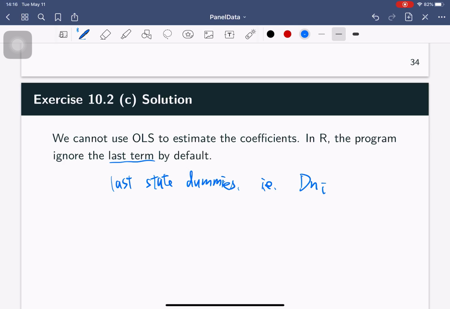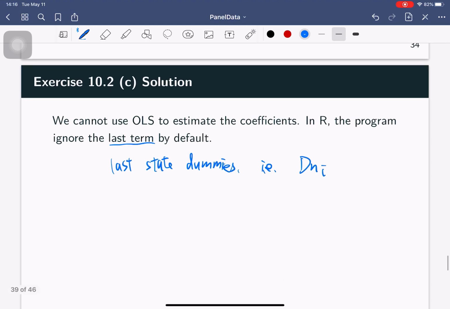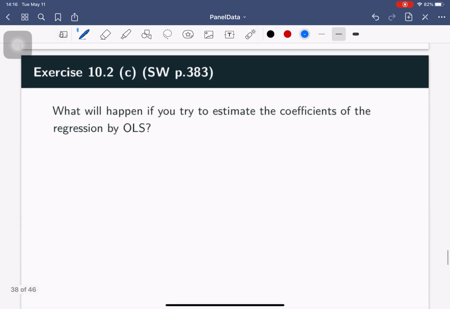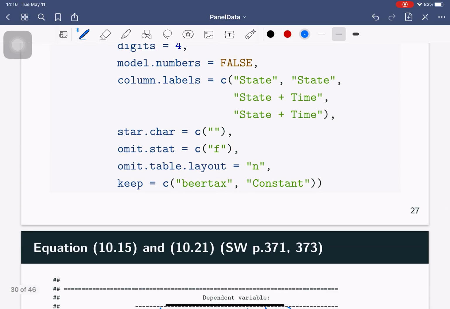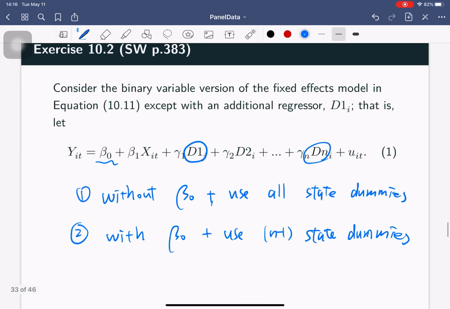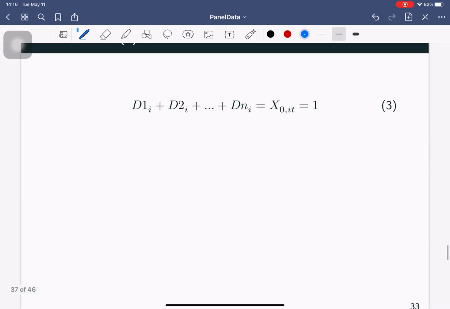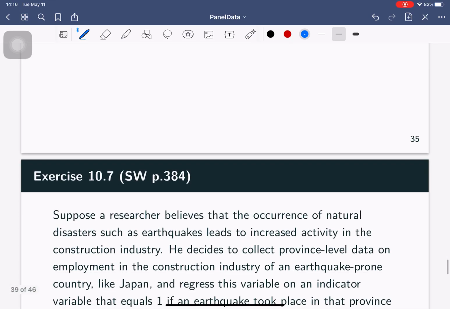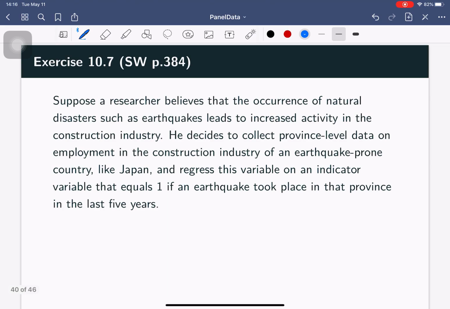D and I. So we cannot have the slope for the dn in R. If you run all state dummy variables in the intercept in your model, you can do it by yourself. Maybe I can show after this question. And how about the next exercise 10.7?